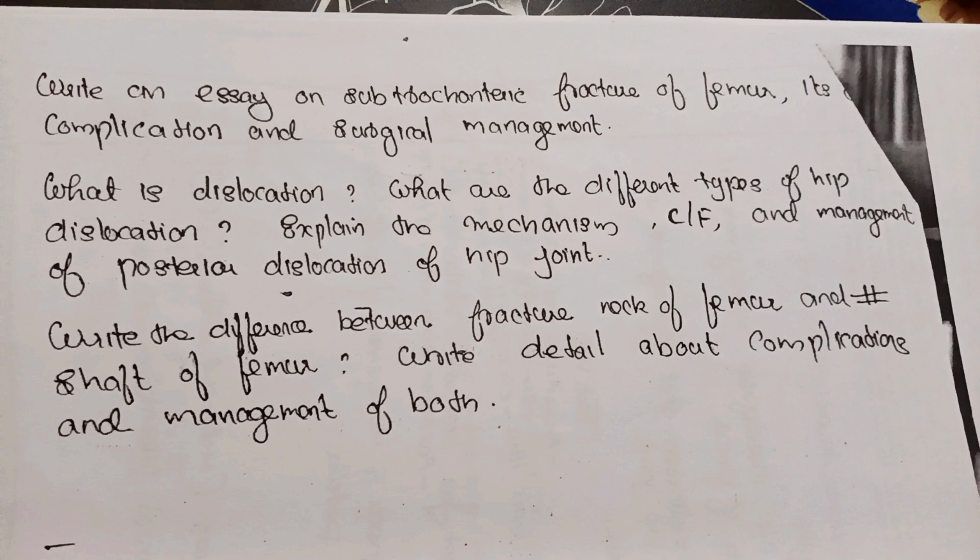Second one, what is dislocation? What are the different types of hip dislocation? Explain the mechanism, clinical features, and management of posterior dislocation of hip joint. Third one, write the difference between fracture neck of femur and fracture shaft of femur. Write in detail about complication and management of both.